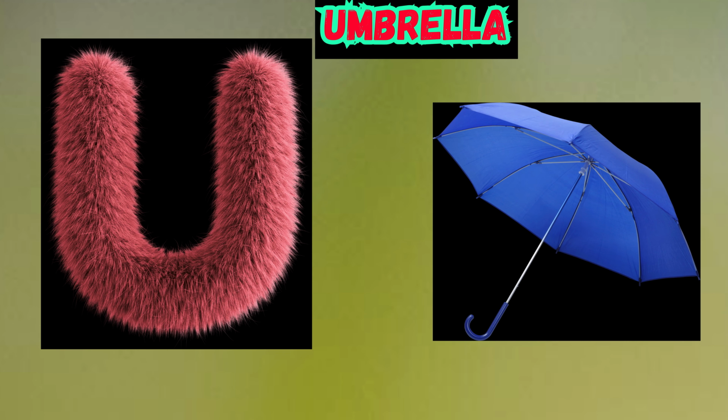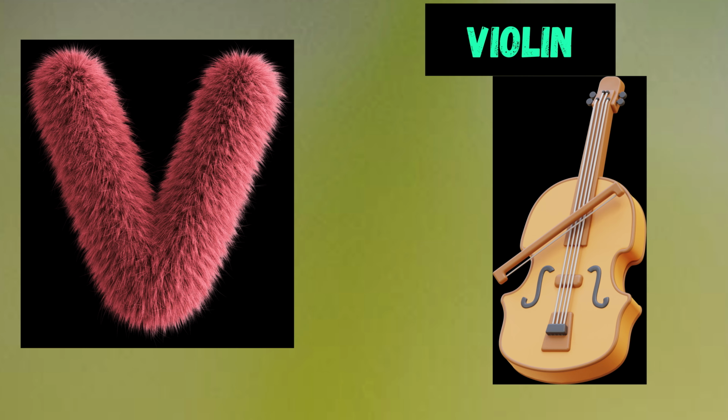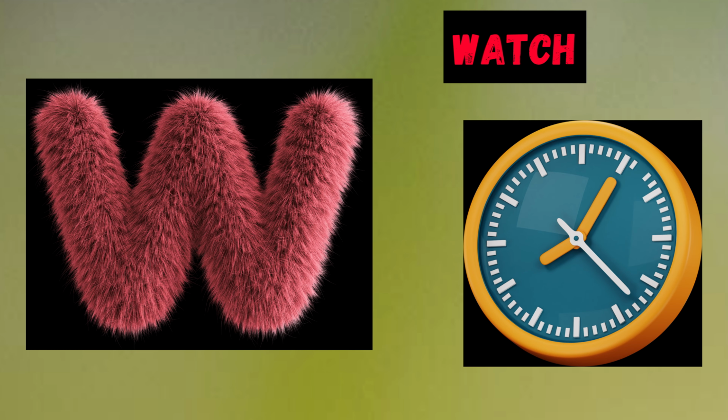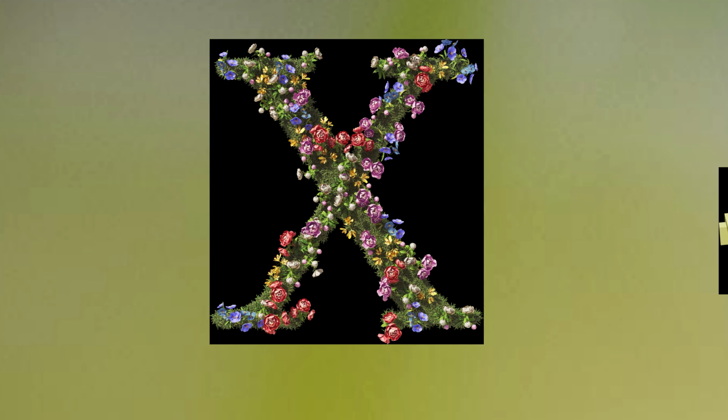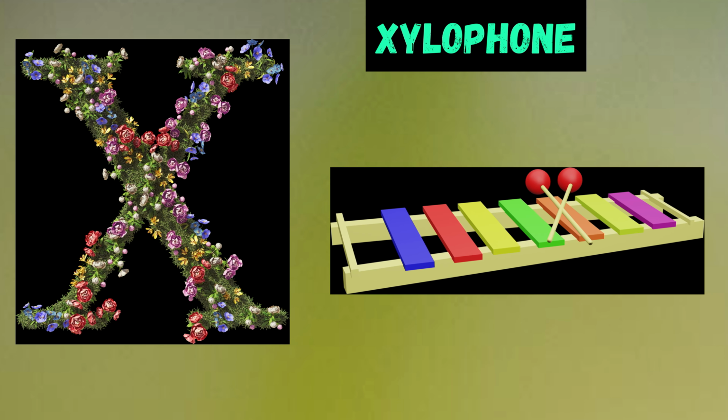U is for umbrella. V is for violin, the violin. W is for watch. X is for xylophone.